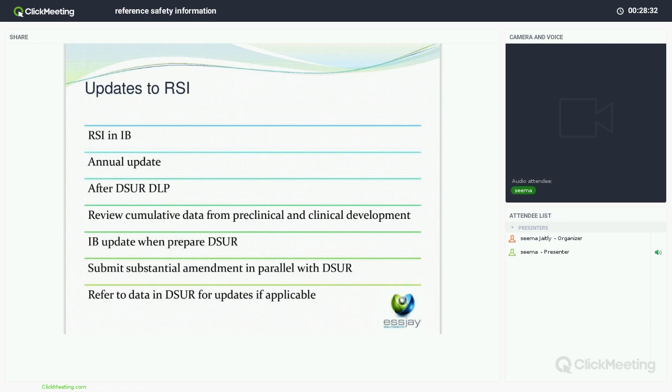When you have your RSI and your IB, normally you would update on an annual basis, and you would try and do this after your DSUR, so you can review the data from the DSUR and use that to justify anything that you would add into the reference safety information in your IB.